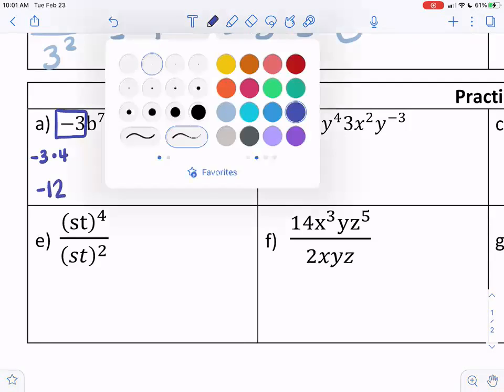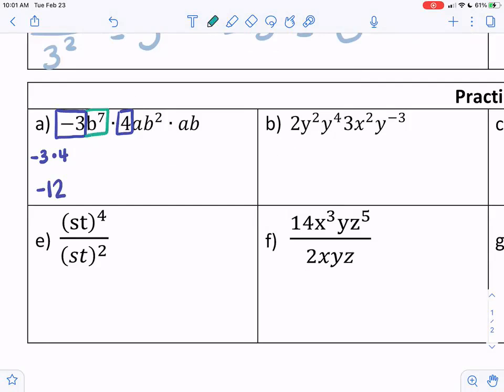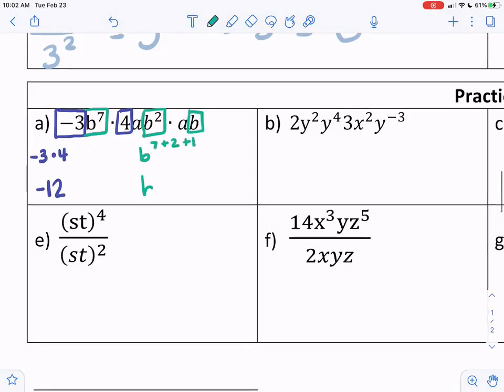The next thing I've got are my b to the 7th, a b to the 2nd, and a b to the 1st. So I'm going to write b to the 7th plus 2, because we're multiplying. Don't forget, this one doesn't say it, but that's a +1. So now I have 7 plus 2 is 9, plus 1 would be b to the 10th.